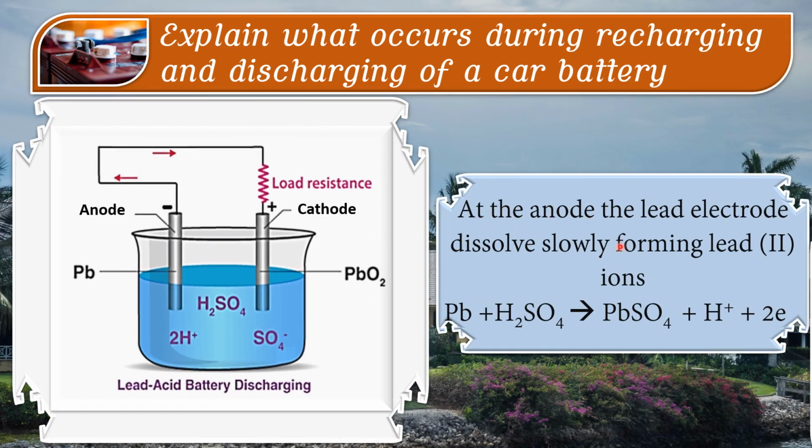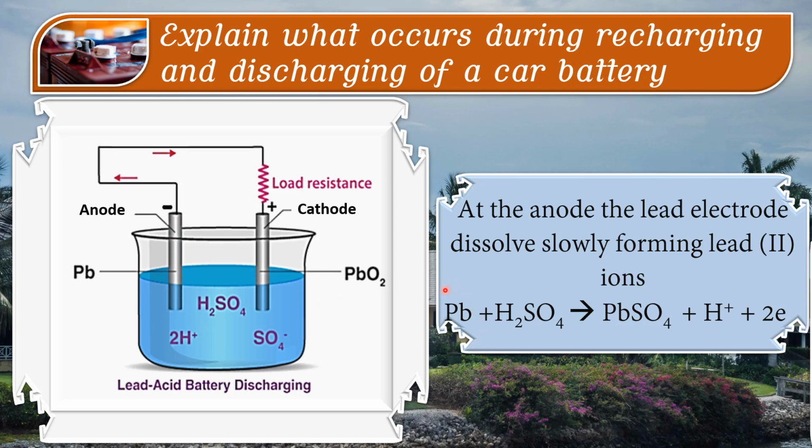At the anode, the lead electrode dissolves slowly, forming lead II ions. Now here we have our anode. At this anode, during the discharge, this electrode is made up of lead. It dissolves slowly and it produces lead II ions.